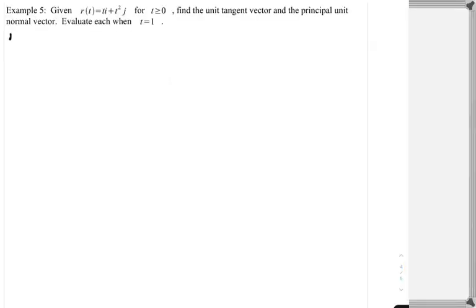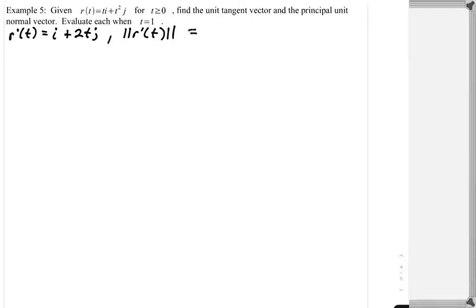Alright, so given r of t equals t i plus t squared j for t greater than or equal to 0, find the unit tangent vector and the principal unit normal vector. And then we're going to evaluate each of these at t equals 1. So first, we need to find the derivative of r, which is going to be i plus 2t j. And then we need to find the magnitude of this.